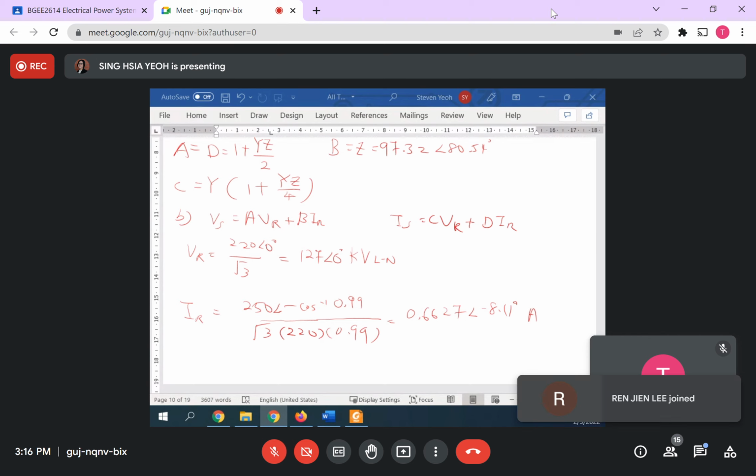Yeah, why is it negative? Negative shift cause. Why is it negative? Because of the conjugate. Yeah, because of the conjugate. And you need to divide by 0.99. Why do you need to divide by 0.99?